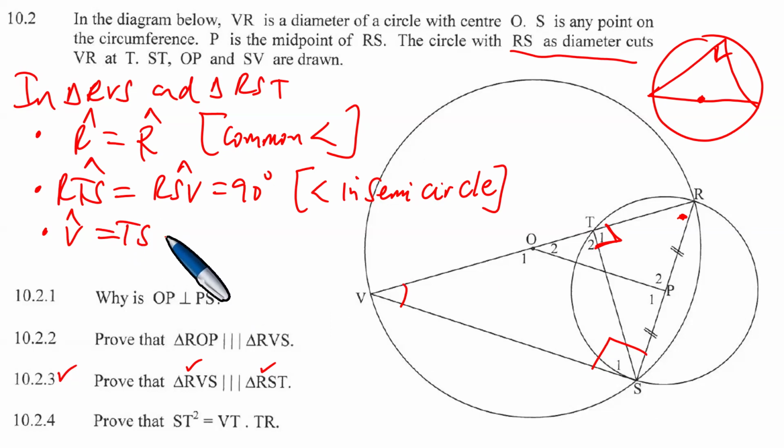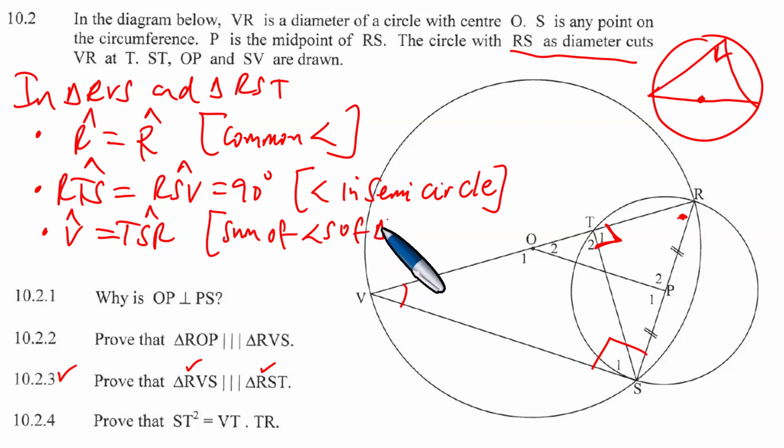Right. Why? Well, it's the sum of angles of a triangle. So here you have the sum of angles of a triangle. So that in the end, what you are able to establish, therefore, is that you have these three angles that are equal to each other.